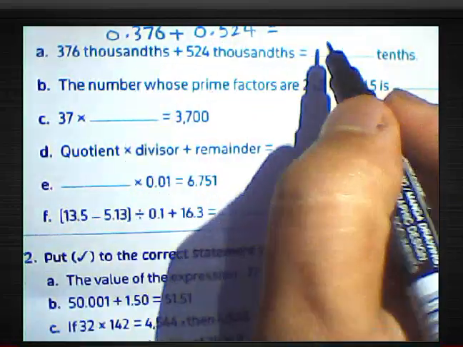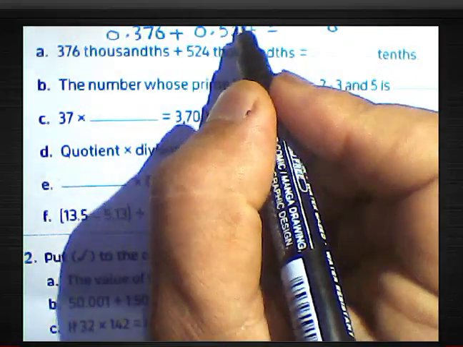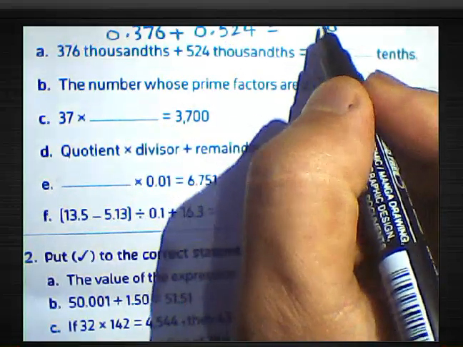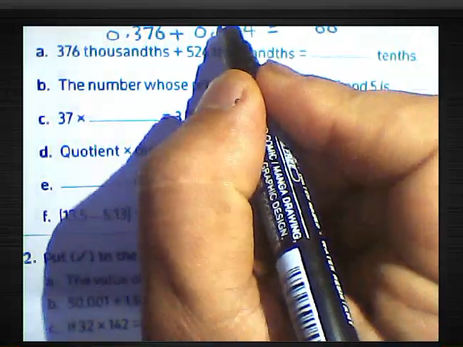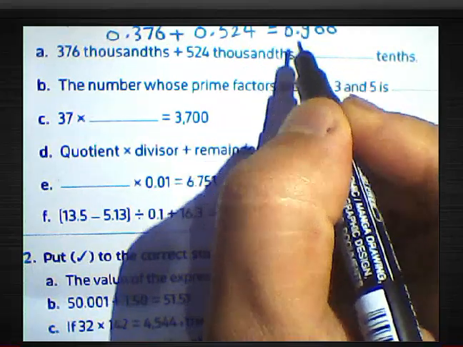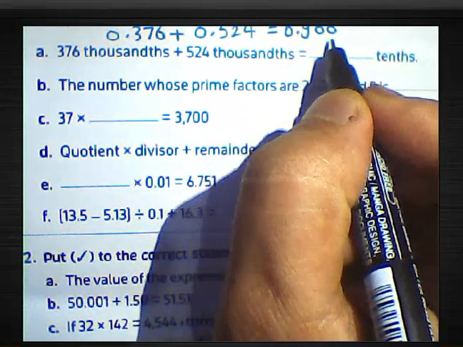4 plus 6 equals 10. 0 and carry 1. 2 plus 1 is 3. 3 plus 7 equals 10. 0 and carry 1. 5 plus 1 is 6. 6 plus 3 equals 9. Then the result will be 900 thousandths.